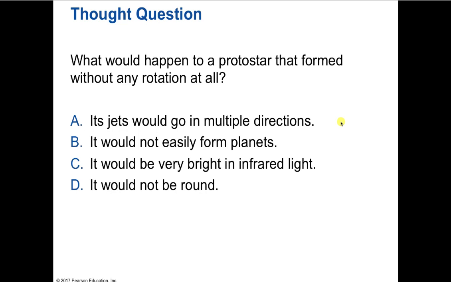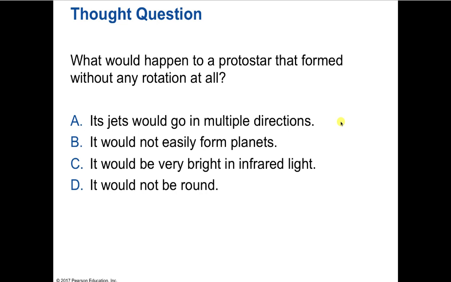It would be very bright in the infrared. Well, it's already very bright in the infrared. These protostars are already very hot, and they're glowing in the infrared. They're giving off a lot of infrared light. And that's in fact how we see them, as we talked about in the first section of this chapter. That's how we see them, through those molecular clouds that seem to be dark.